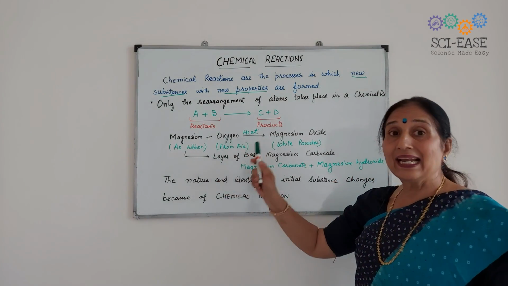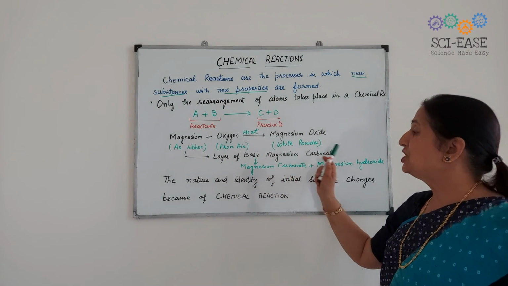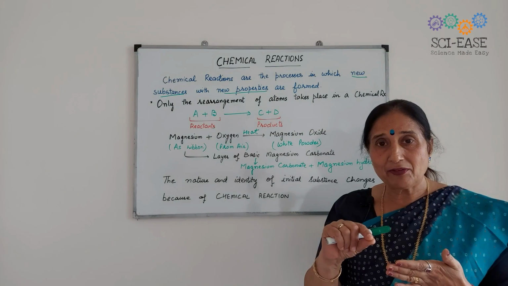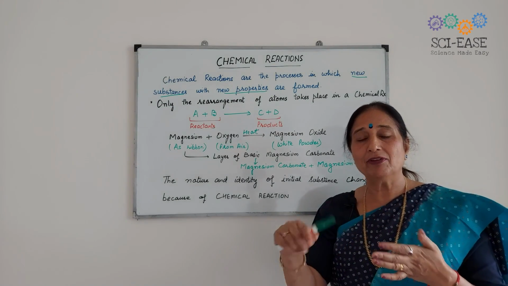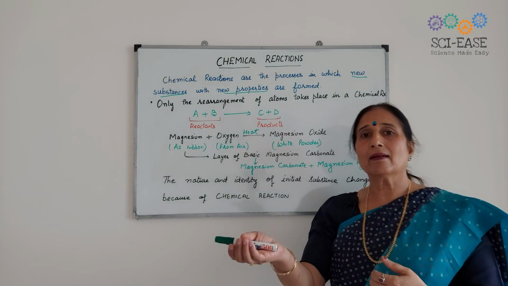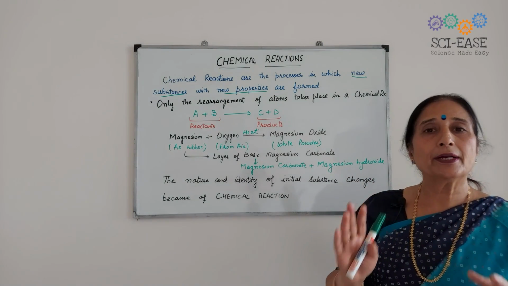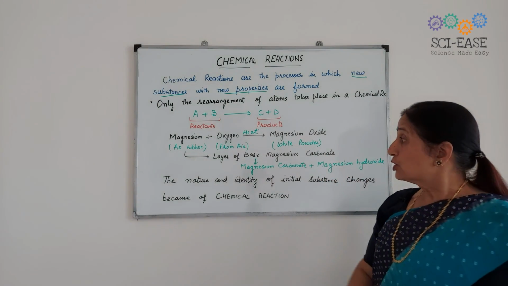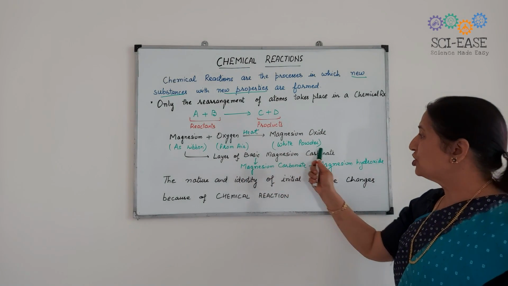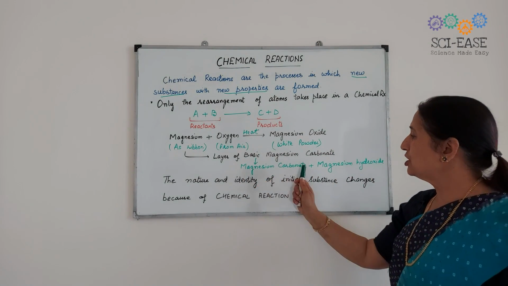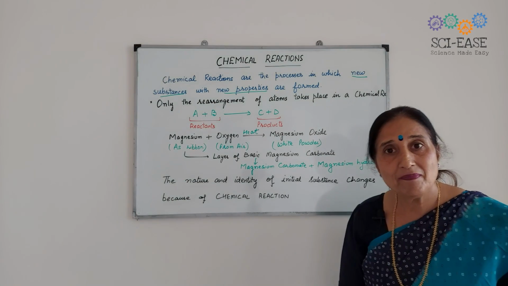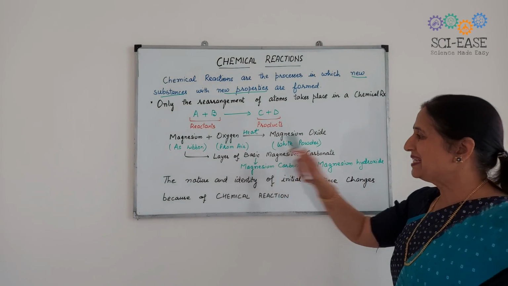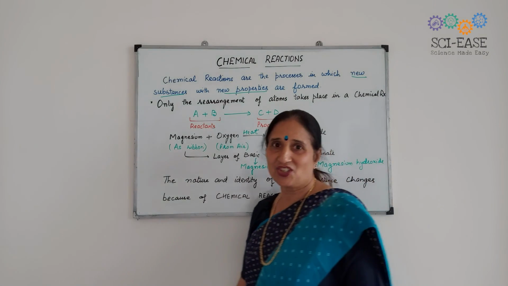Because there is a layer of basic magnesium carbonate over it. So when we rub it with sandpaper, that layer will be removed and then the magnesium ribbon will burn very easily. So what is basic magnesium carbonate? It is magnesium carbonate plus magnesium hydroxide. Due to this magnesium hydroxide, it is basic in nature.